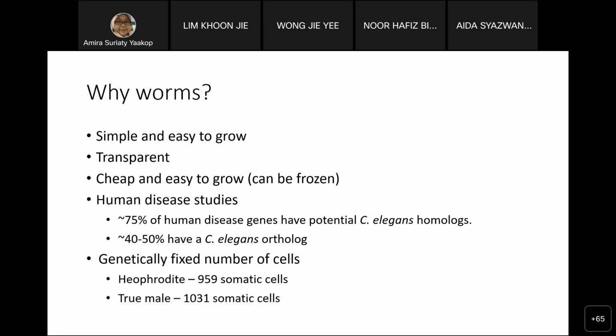Okay, so C. elegans has 40 to 50% orthologs, meaning it carries the same ancestor genes as human. It's similar to human in 40 to 50% of genes. Alright, it also has a genetically fixed number of cells. The hermaphrodite has 959 somatic cells, and a true male has 1031 somatic cells. So the cell number is consistent, making it easier for scientists to manipulate or study the changes of the cells later. Alright, that is worms.